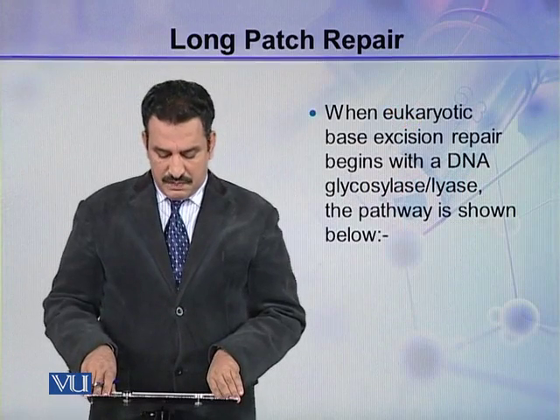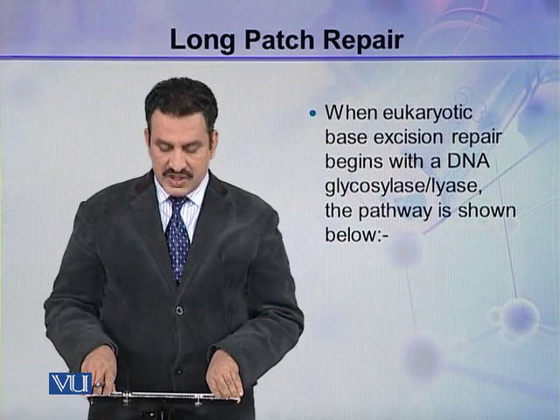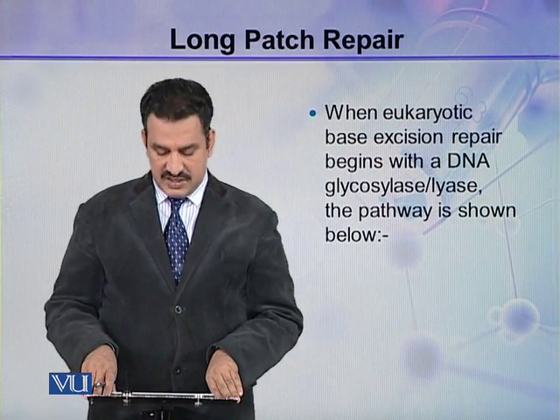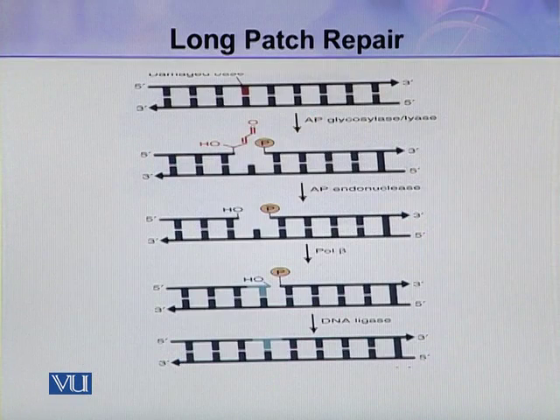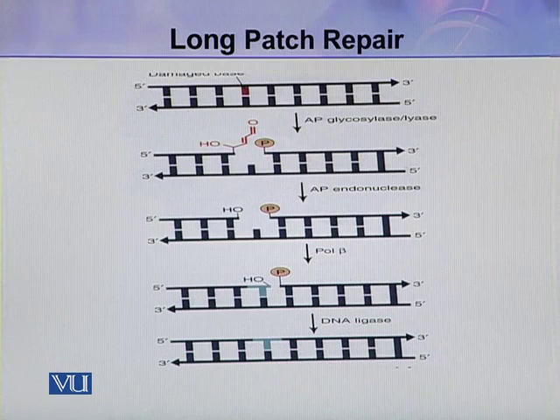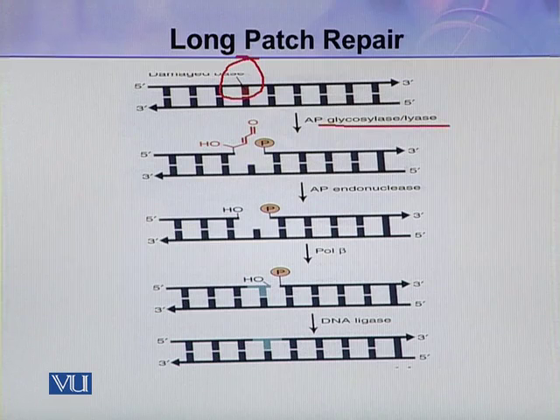When eukaryotic base excision repair begins with a DNA glycosylase lyase, the pathway is shown below. So this is the pathway in the eukaryotes where the repair has been started by DNA glycosylase lyase enzyme. Here you can see this is the damaged base, and the base is excised by glycosylase lyase, and then because it has dual function, a nick has also been introduced here.